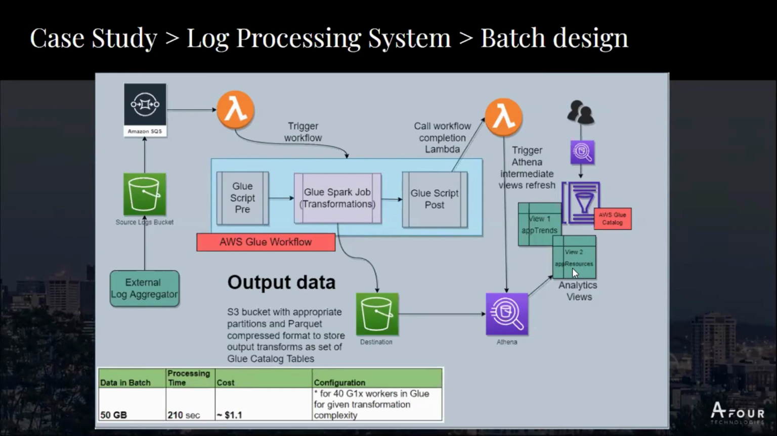In terms of the scale and the cost, I've taken an example of 50 GB, but this can again be made parallel to run on a large number of batches. So for 50 GB, the base processing time is around 210 seconds, and the cost is just $1, right? And this is subject to the configuration that is used along with the transformation that we are doing.